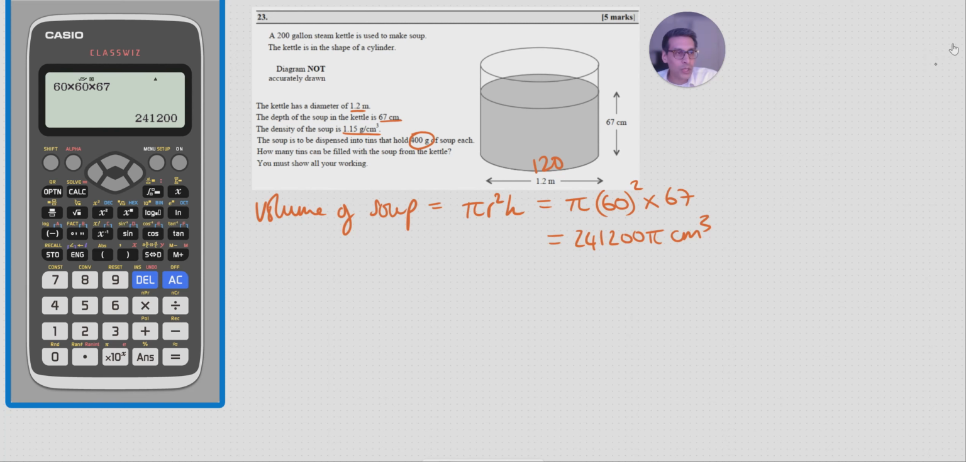So we're now going to work out how many 400 gram tins we can fill. If we know the volume of the soup, the issue is we don't have the actual mass of the soup here. So we're going to work out the mass of the soup. Density equals mass over volume. If we rearrange this, we can say mass is density times volume. So let's use that.